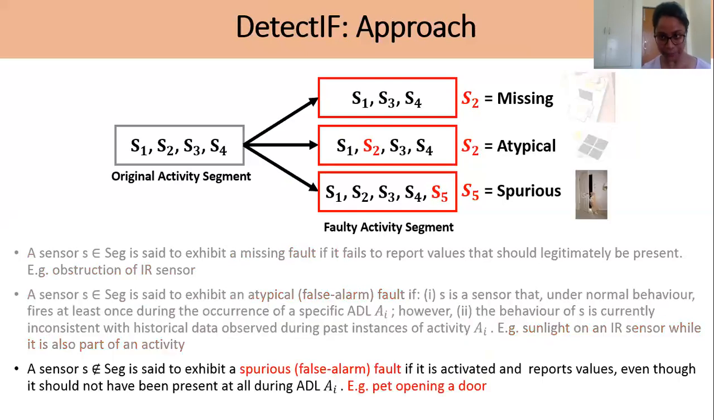And the third is spurious. Spurious is basically a false alarm, where the sensor is not activated due to a human at all. It is getting activated due to some separate external factor, like a pet opening a door, or some voltage drift in a different place, something like that. So it's a completely spurious event that was not part of the original segment at all, like S5 in this example. So these are the types of faults that we look into, and we will try to evaluate based on these types of faults.